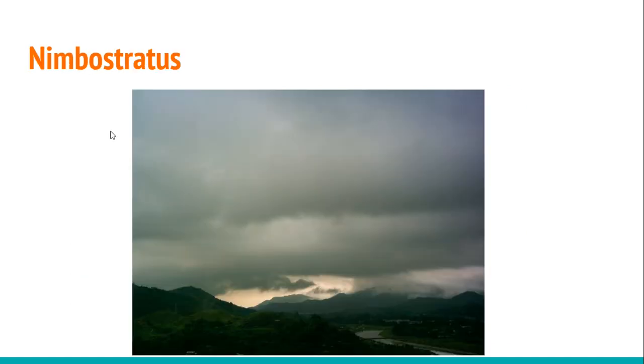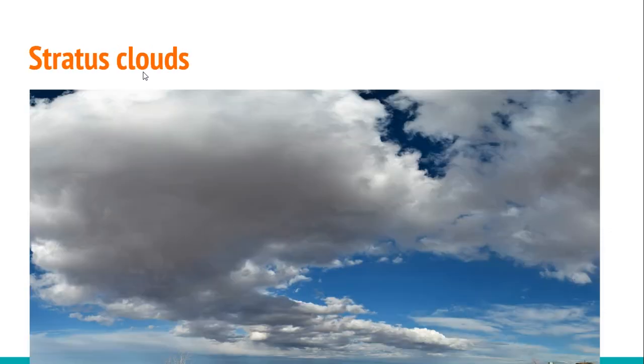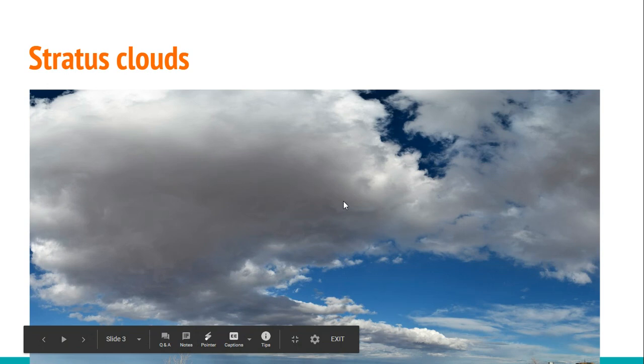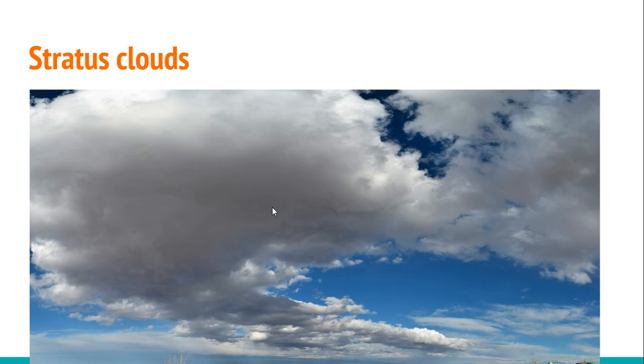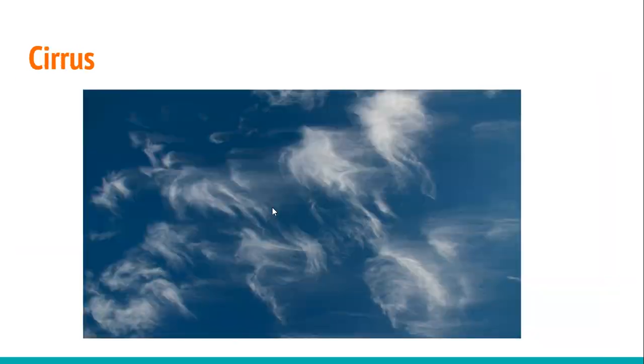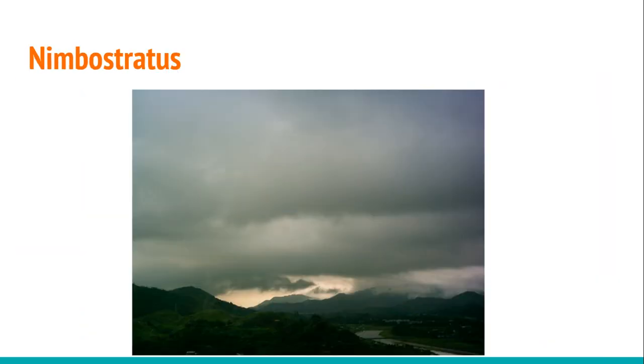Now, see this word NIMB, NIM? That means rain or precipitation. So what you do here is you take the base cloud, which is stratus, that's this cloud, and once this cloud begins to rain, snow, etc., whenever it starts to form precipitation, it then gets renamed into a nimbostratus cloud.